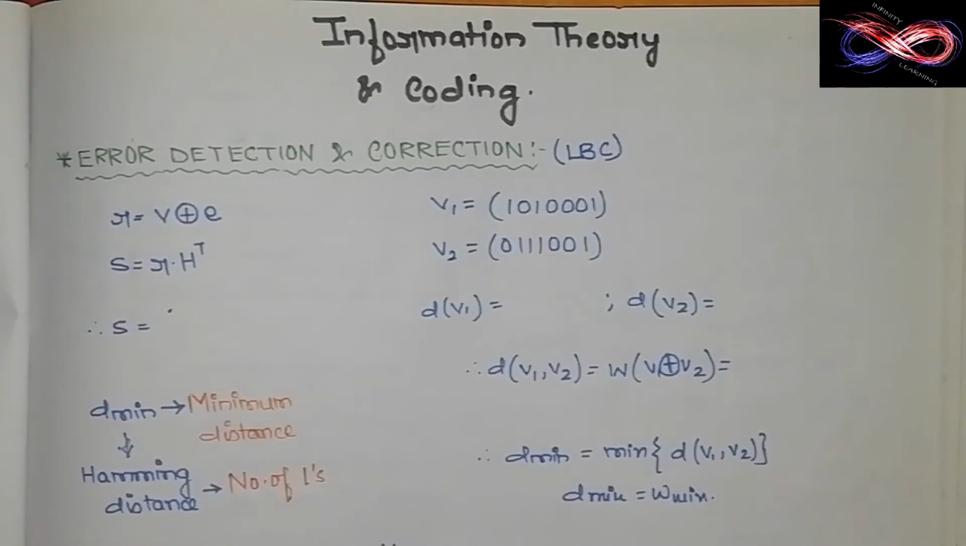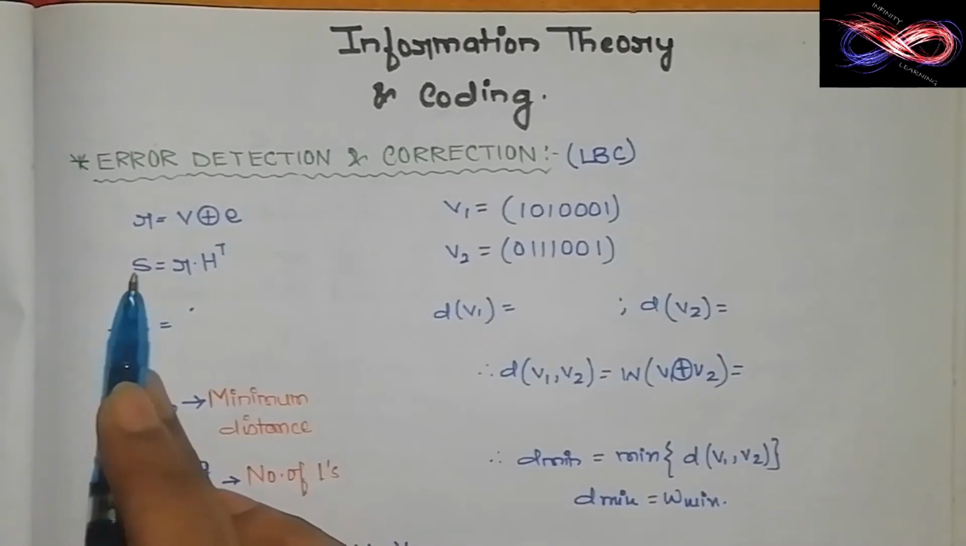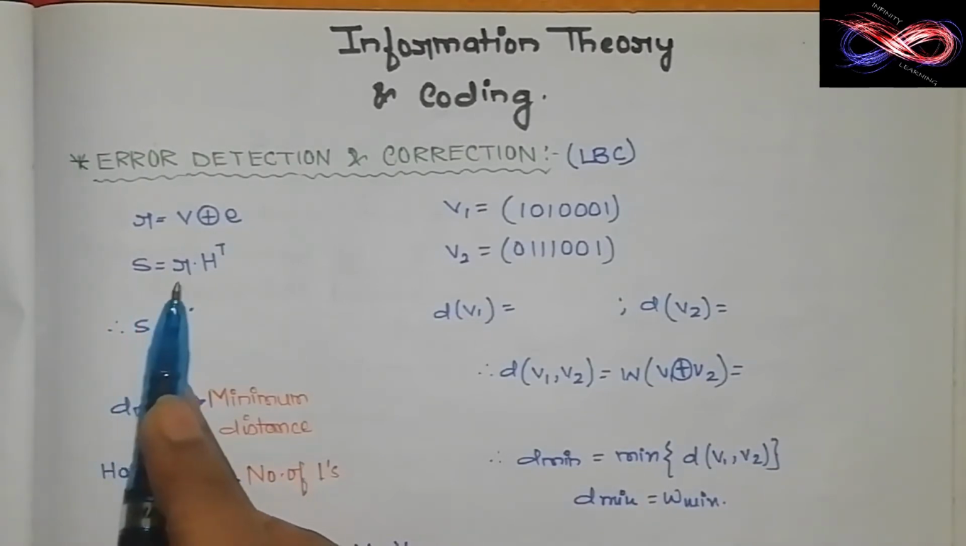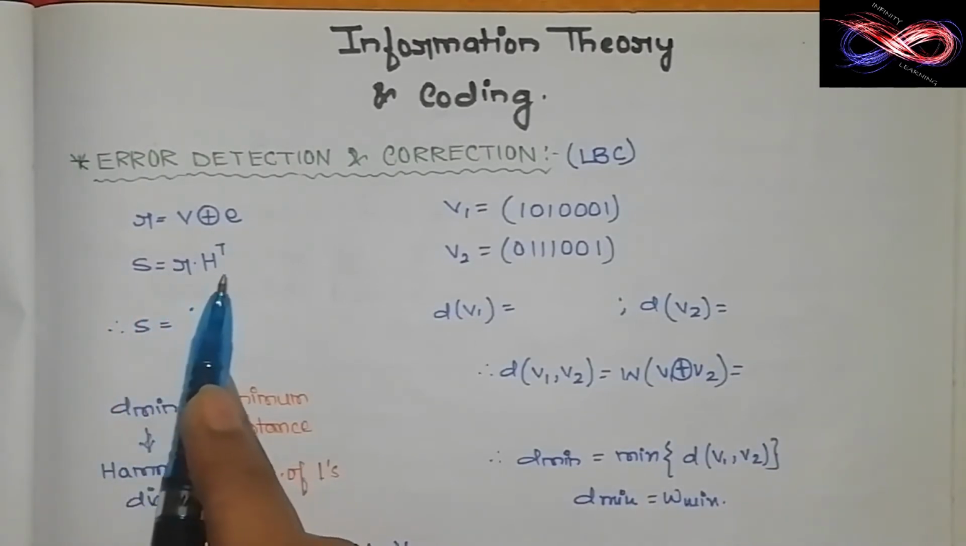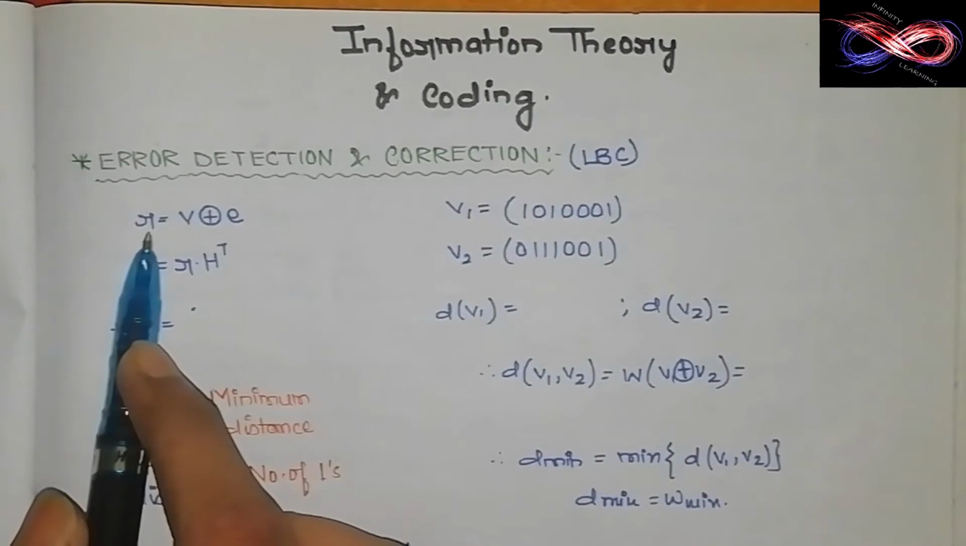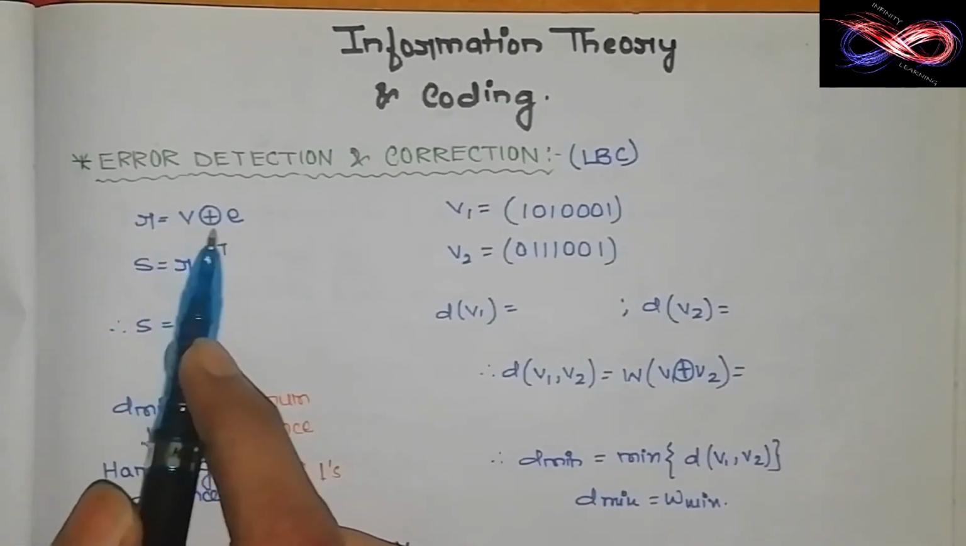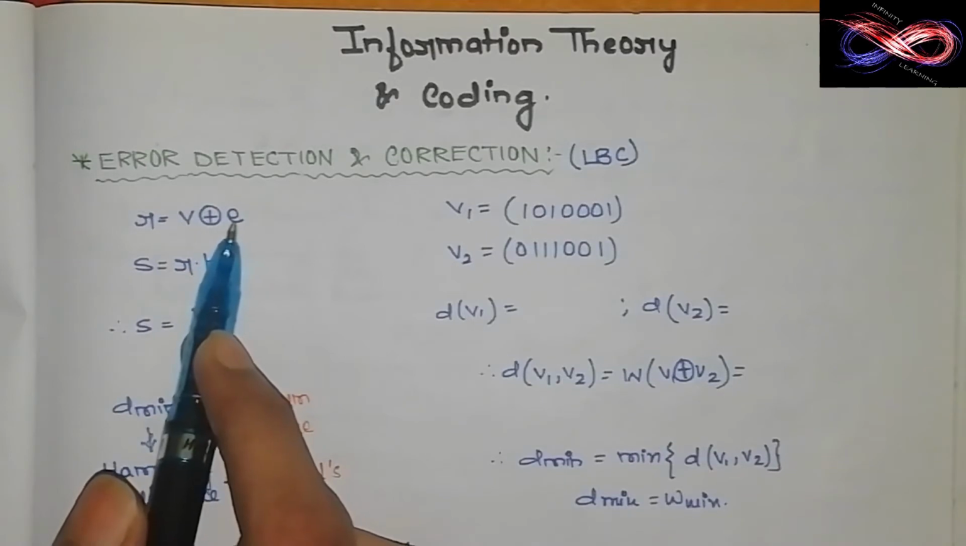So today we are going to discuss error detection and correction of LBC. We already discussed that the syndrome S is equal to R into H transpose, where H is the parity check matrix, and we also know that the received code R is equal to the transmitted code V XOR E, where E is the error.